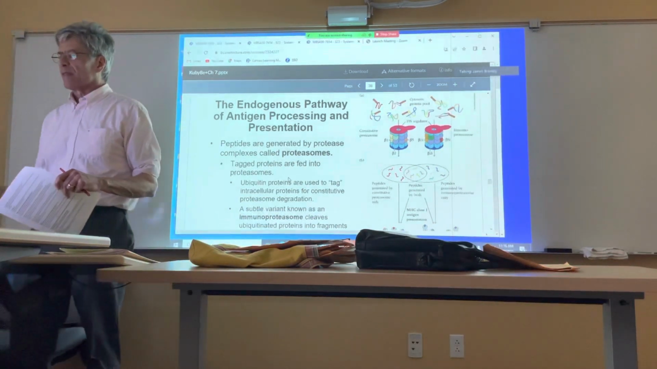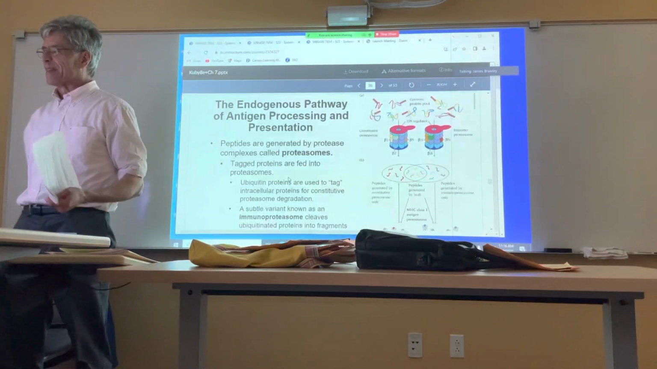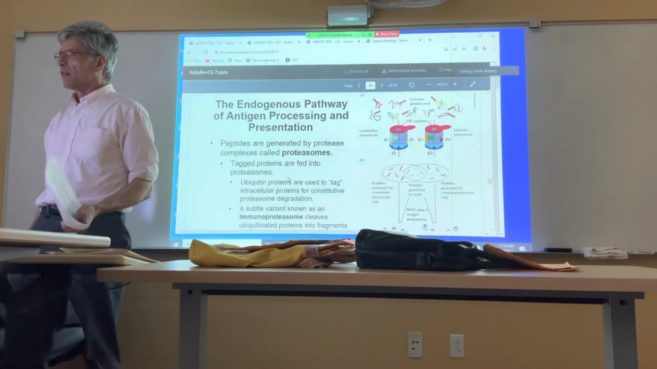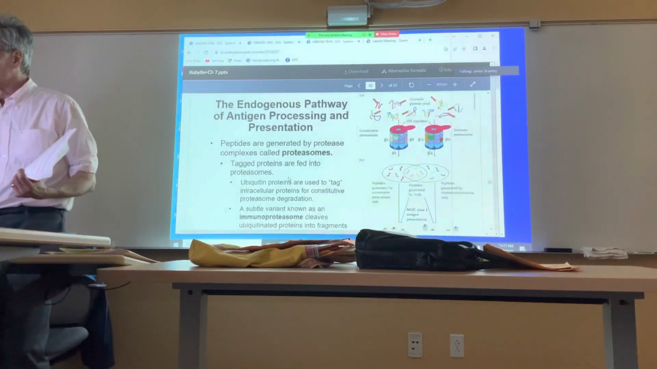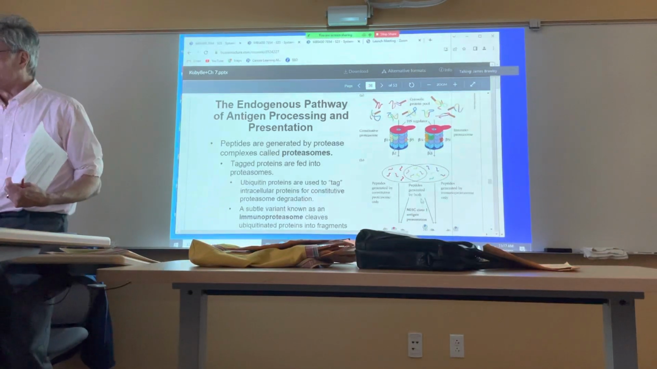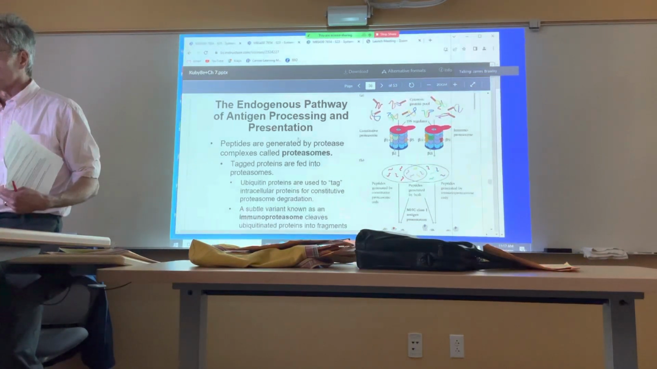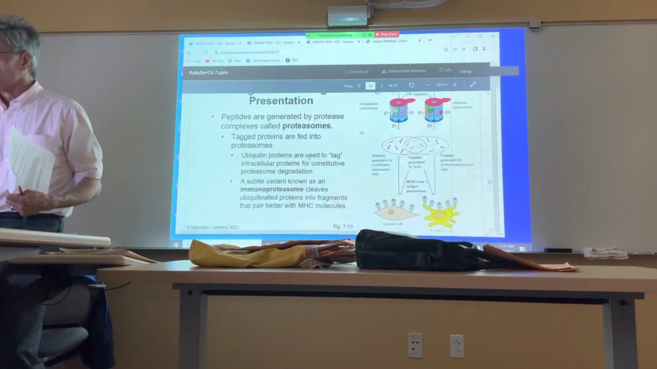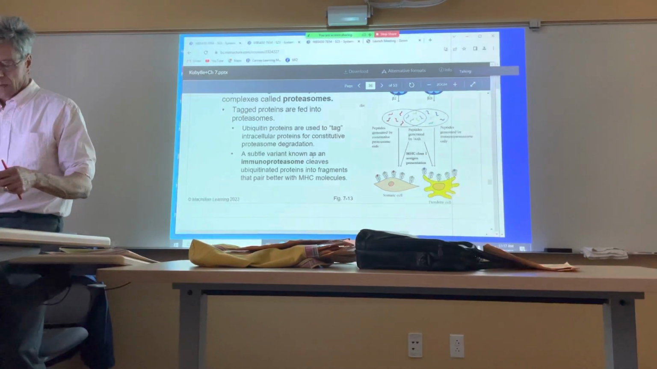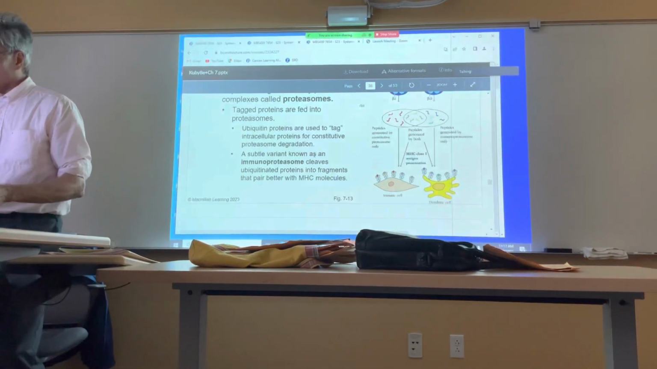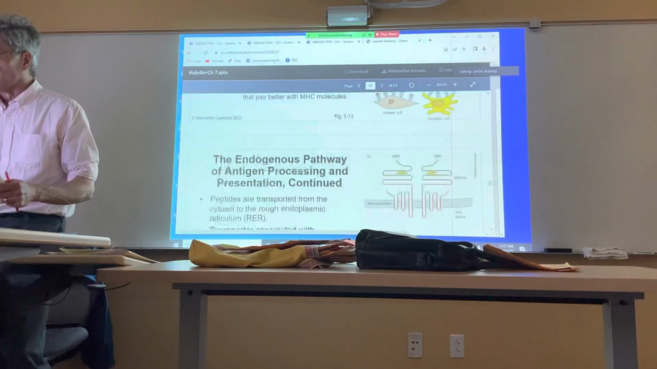So the endogenous pathway makes use of proteasomes. This is something I think we often gloss over. Regular cells have proteasomes, but the antigen-presenting cells have special proteasomes. And here it says there are some peptides generated by both, and some are specific to the immunoproteasome. So the peptides produced are the right size for MHC molecules.